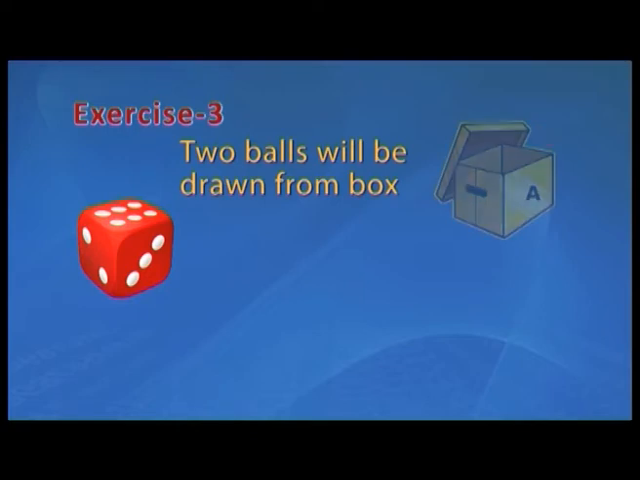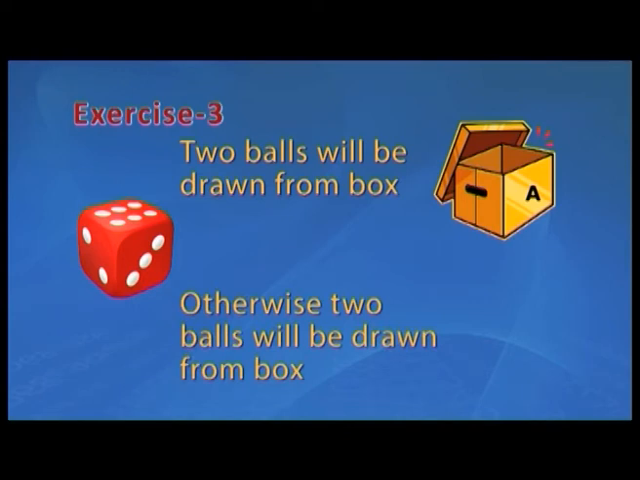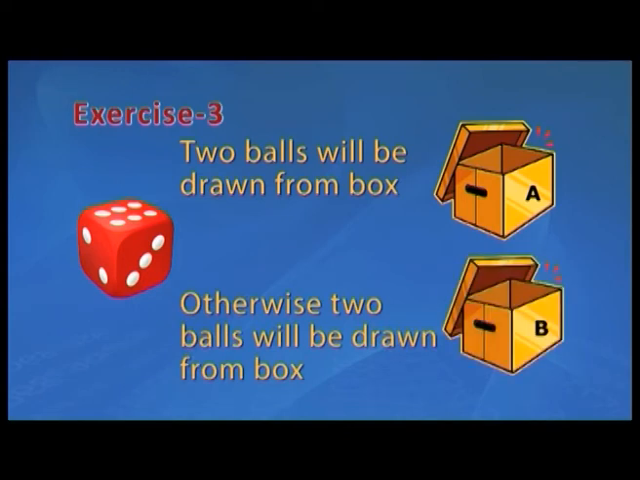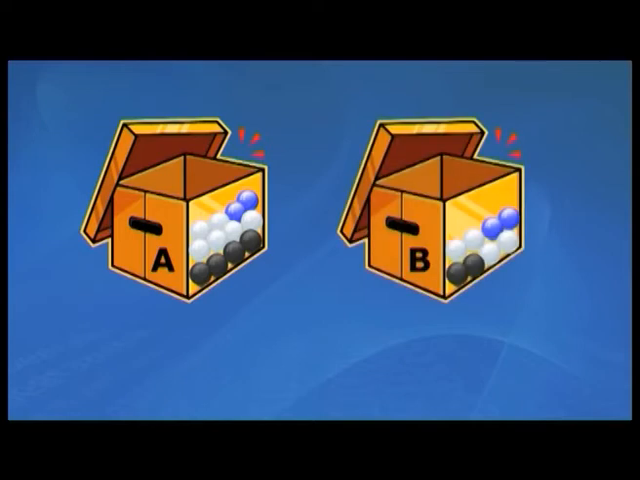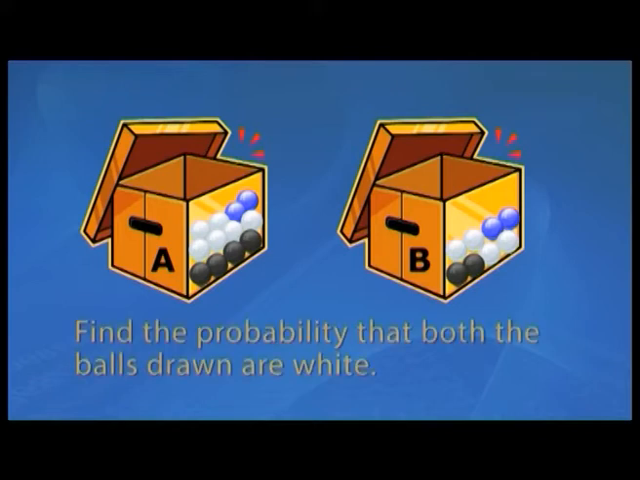Let's take another problem. A dice is thrown. If it shows even numbers, 2 balls will be drawn from box A. Otherwise, 2 balls will be drawn from box B. Box A contains 4 black, 6 white and 2 blue balls, while box B contains 2 black, 4 white and 2 blue balls. Find the probability that both the balls drawn are white.